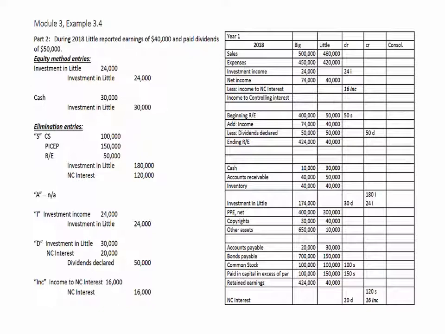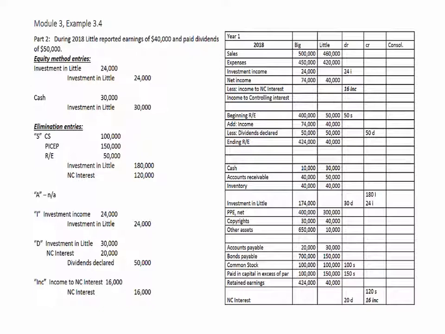Again, we have beginning retained earnings and we have ending retained earnings. The adjustments that we make to retained earnings are always adjustments to beginning retained earnings, and we let that adjusted beginning balance flow through the statement of retained earnings down to ending retained earnings.